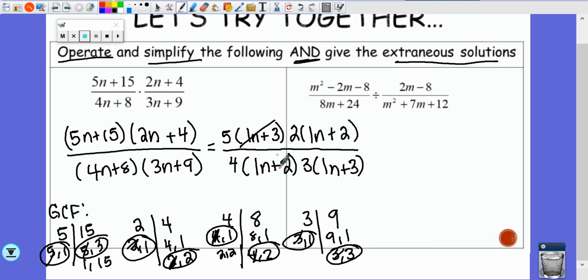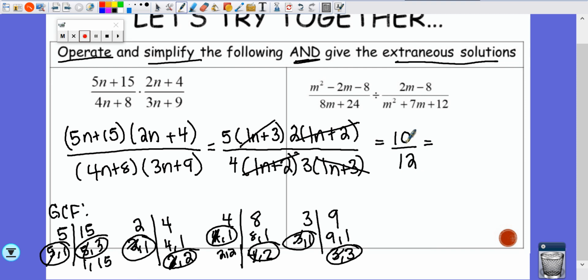And so here, I'm going to scratch out what's in common. And I'm left with 5 times 2, which is 10. Nothing else is left at the top. And then I'm left with 4 times 3, which is 12.